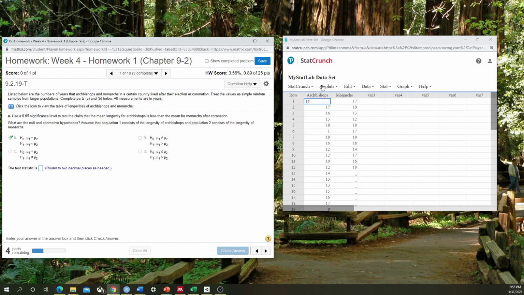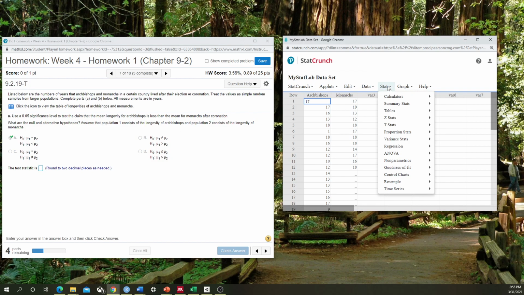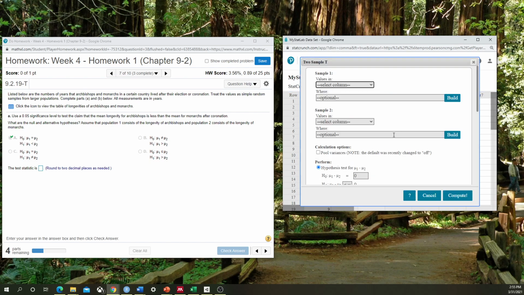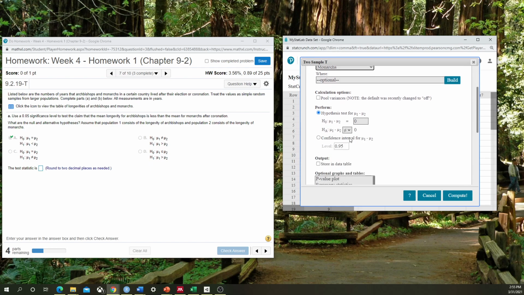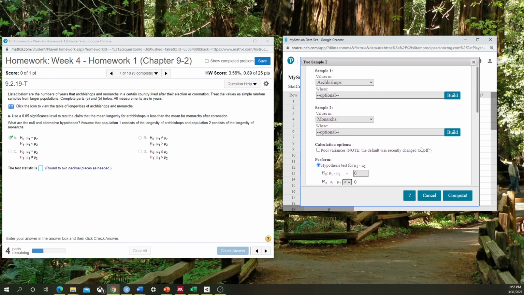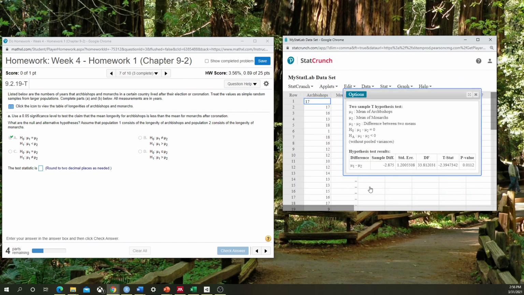Excellent. Now we're going to do our test statistic. Everything we've done before has been with the two sample with summary. Now we have data, so we're going to go with data. We're going to select our variables. Remember, group 1 is our archbishops, so they're going to go into sample 1. And group 2 is our monarchs. They're going to go into sample 2. Our claim is that they don't live as long as monarchs, so we're going to flip that from not equals to less than. And then everything else looks good. We're going to click compute.